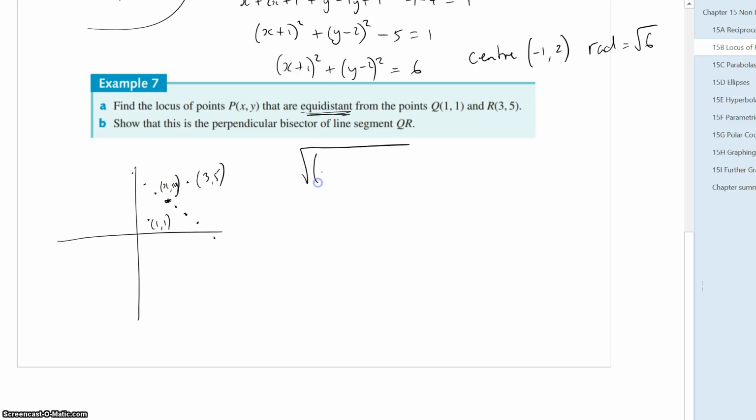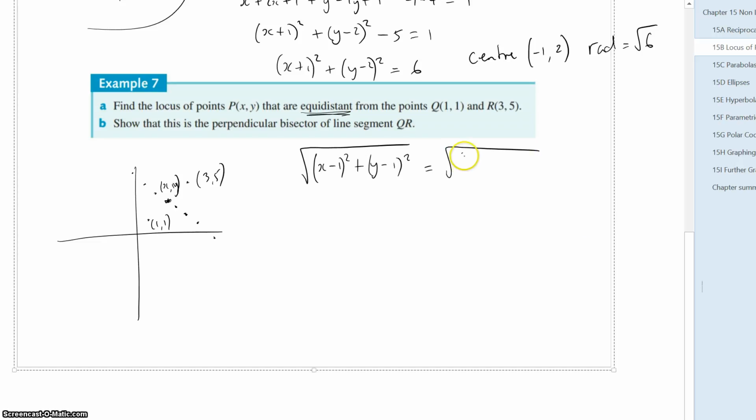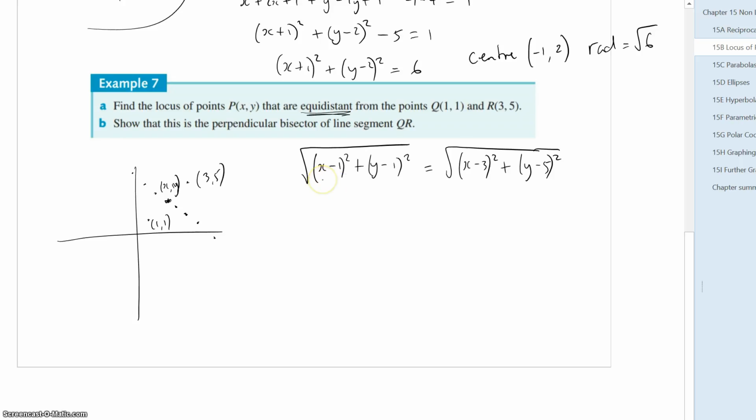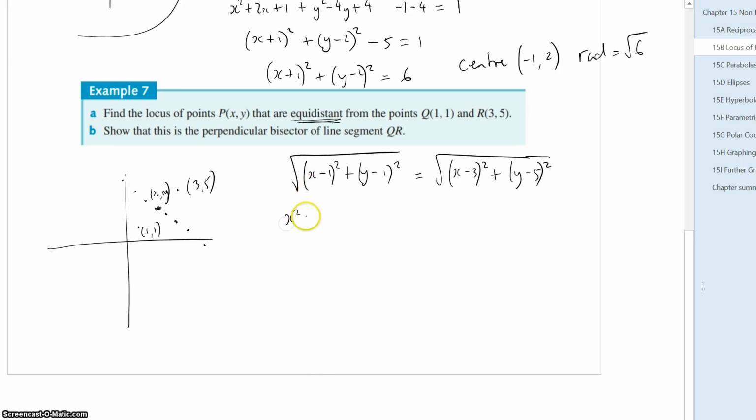So again, the distance formula: (x − 1)² + (y − 1)², and I'm going to make that equal to (x − 3)² + (y − 5)². Hopefully when I do all the algebra, I end up getting a straight line. So let's square both sides and expand them. I get x² − 2x + 1 + y² − 2y + 1 = x² − 6x + 9 + y² − 10y + 25.